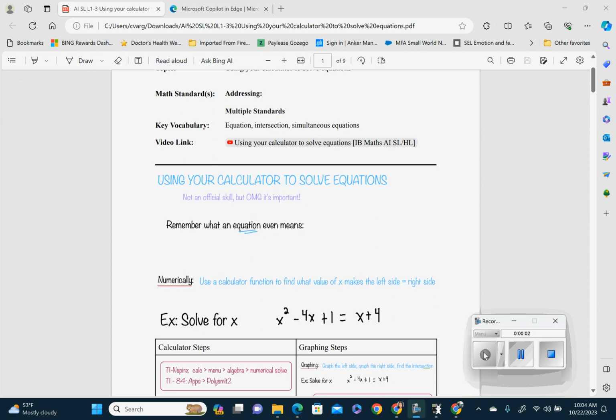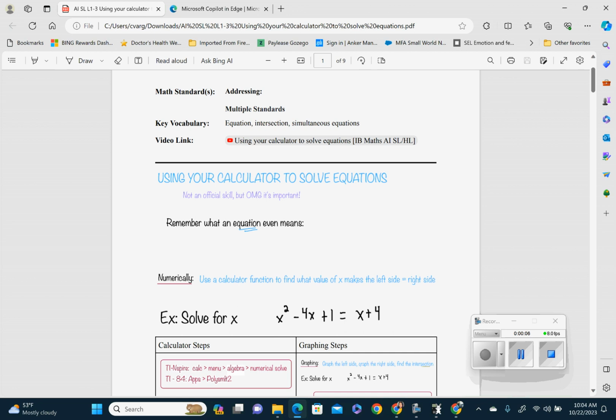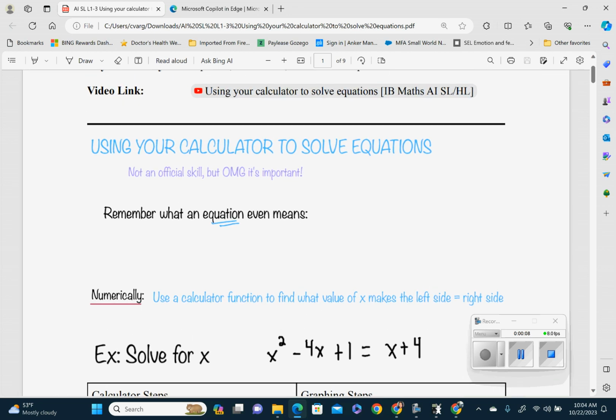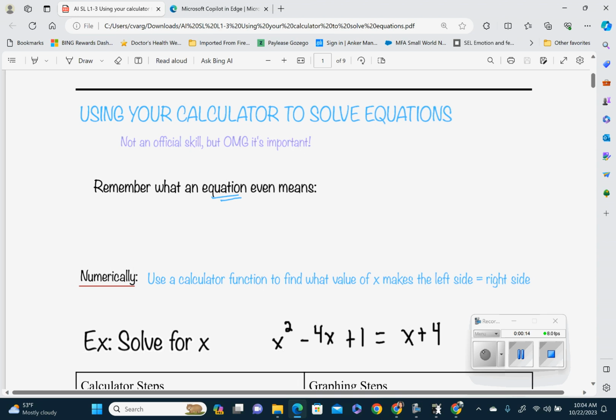So welcome to lesson 3. Lesson 3 is something called using calculators to solve equations. We've been doing this for a very long time. So remember what an equation has. An equation has an equal sign. And remember what an equation actually even means.